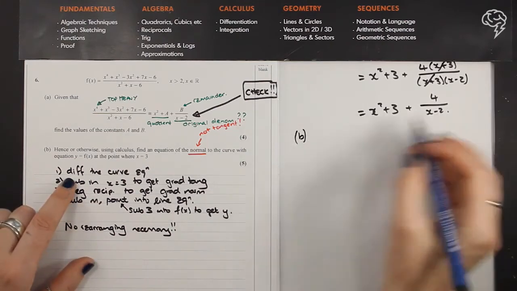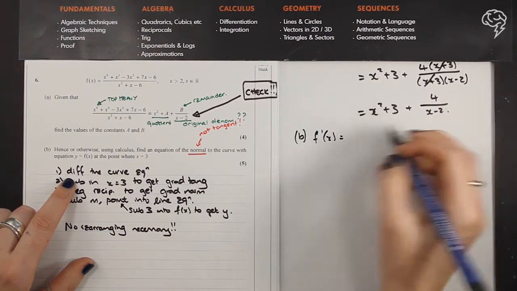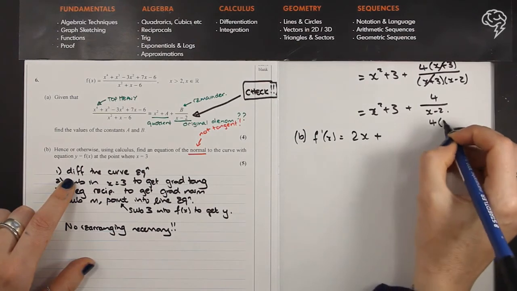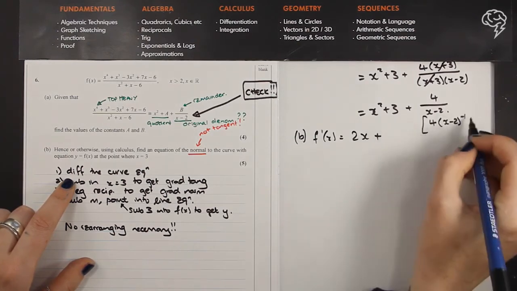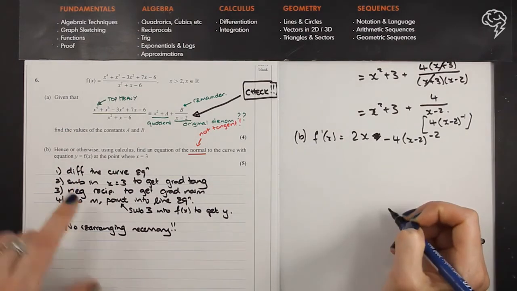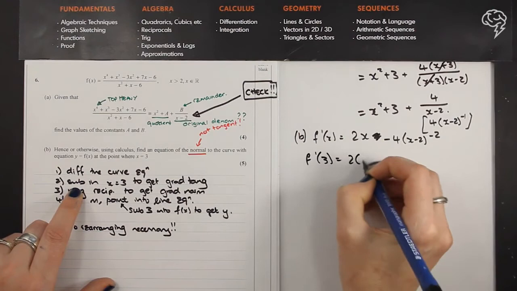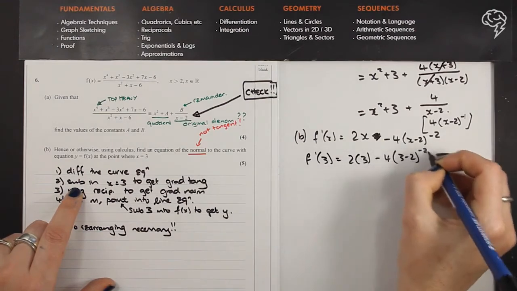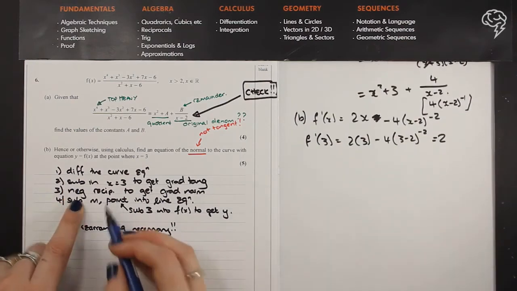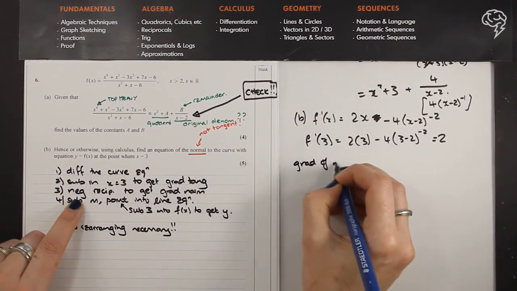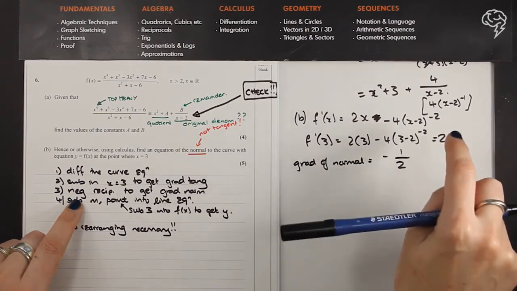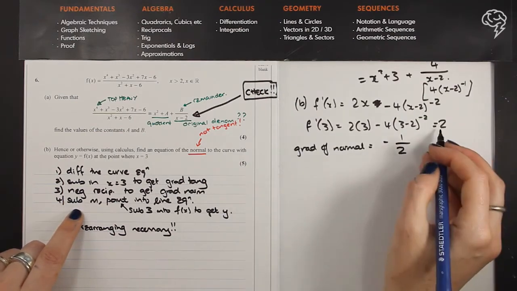Differentiate the curve. Here's the curve written quite nicely. I'm just going to use this form to differentiate. I'm going to think of this as being that, so that I can use the chain rule. Okay, sub in x is 3. Gives us 2. 6 minus 4 is 2. Negative reciprocal is the reciprocal of the gradient of the tangent. Negative reciprocal of the gradient of the tangent.